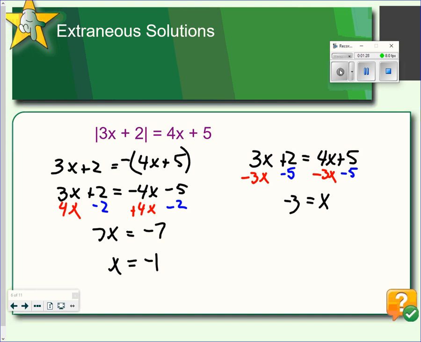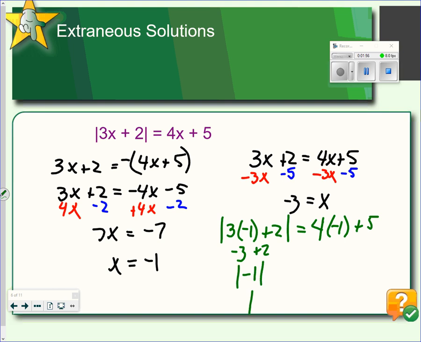So now we take these two solutions and we plug them back into the original equation, and we will find that they don't always work. So plugging the negative 1 in, I have the absolute value of 3 times negative 1 plus 2, and that is supposed to equal 4 times negative 1 plus 5. So 3 times negative 1 is negative 3, plus 2 would be negative 1. Absolute value of that is positive 1. On the other side, we have negative 4 plus 5. Adding that together gives us 1.